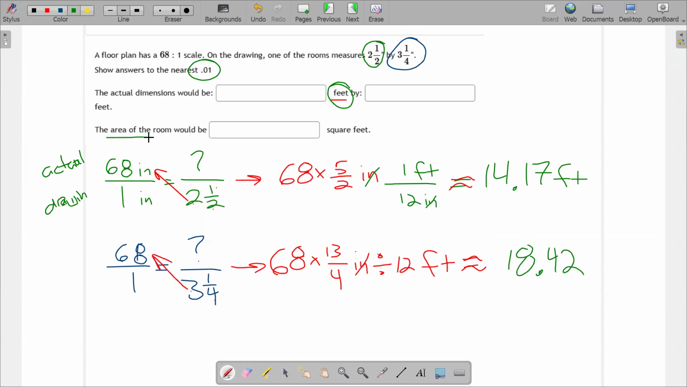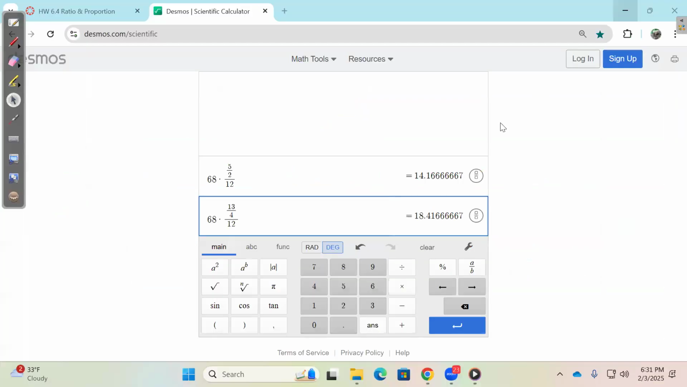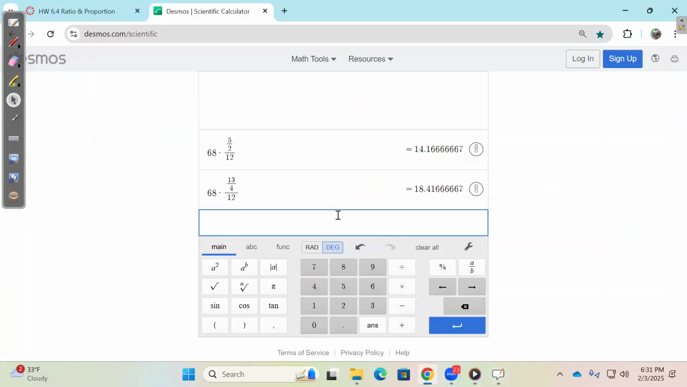Next, we want to know what the area of the room is in square feet, so we can just multiply those two to get the area. Approximations: 14.17 times 18.42. I'm getting about 261.01.